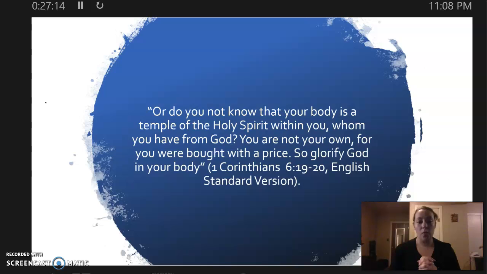So I chose this quote from the first book of Corinthians, chapter 6, verse 19 to 20, English Standard Version. Or do you not know that your body is a temple of the Holy Spirit within you, whom you have from God? You are not your own, for you were bought with a price. So glorify God in your body.